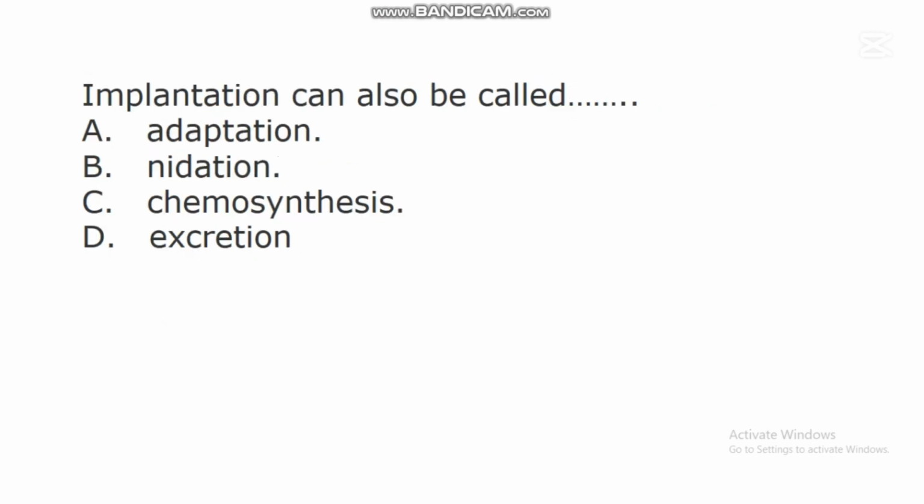The next question says, implantation can also be called dash. A. Adaptation. B. Nidation. C. Chemosynthesis. D. Excretion. In this question, the correct answer is B. Nidation. This nidation is also called implantation. So when a scientist is talking about nidation, that scientist is also referring to implantation. So implantation can also be regarded as nidation.